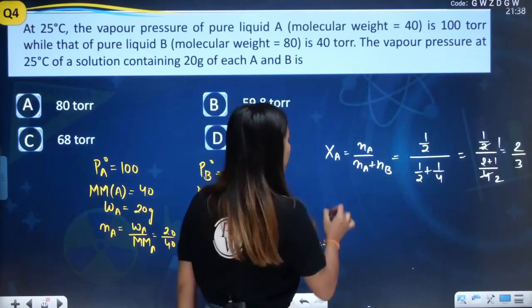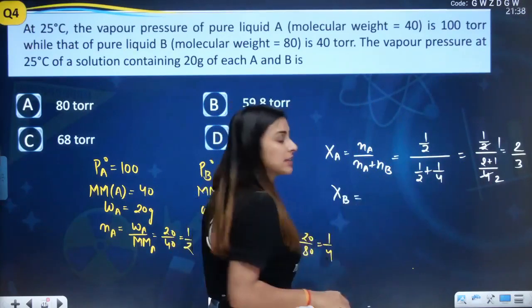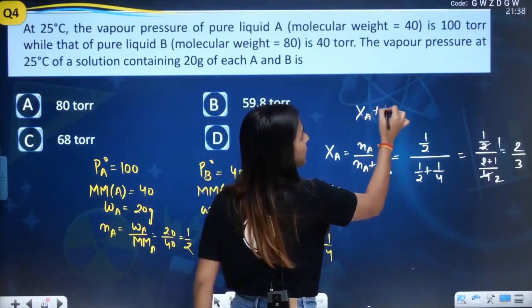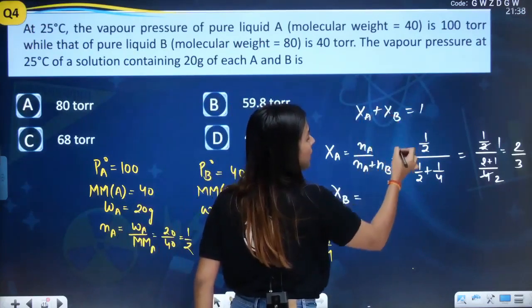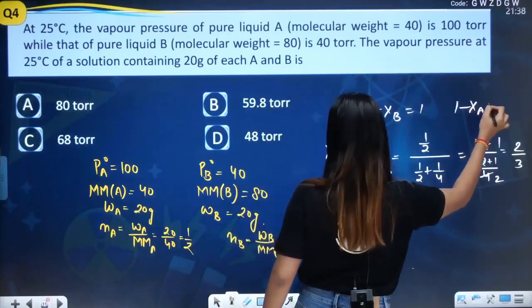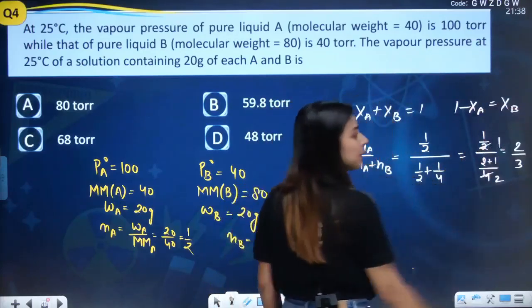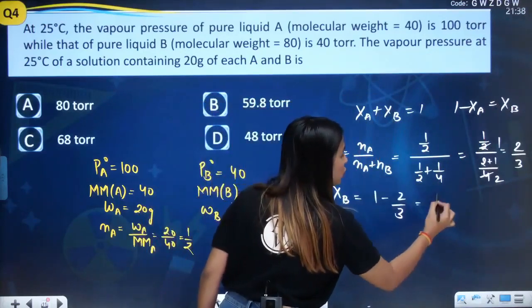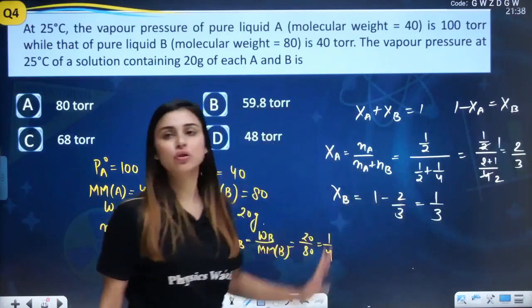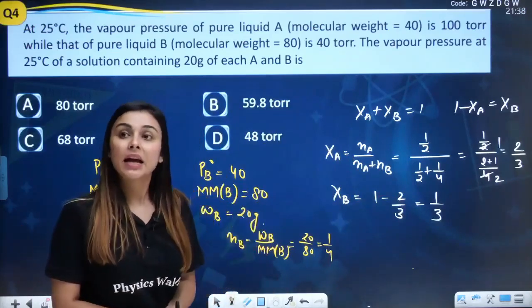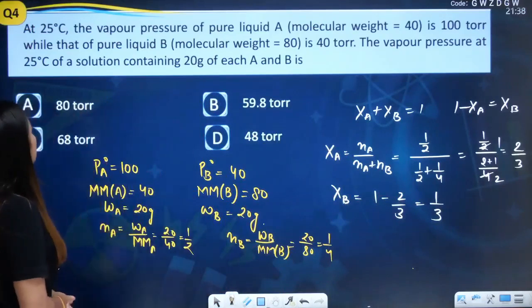Okay. So mole fraction of B will be equal to, since it has two components, so I know that mole fraction of A plus mole fraction of B should be equal to 1. So 1 minus mole fraction of A will be equal to mole fraction of B, right? Yes. So 1 minus 2 by 3 will be equal to 1 by 3 and that would be the mole fraction for B. I have calculated both mole fractions, right? Yes. I have to calculate the vapor pressure of the solution.